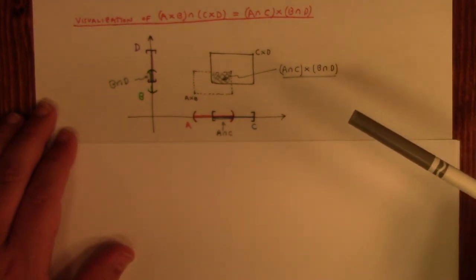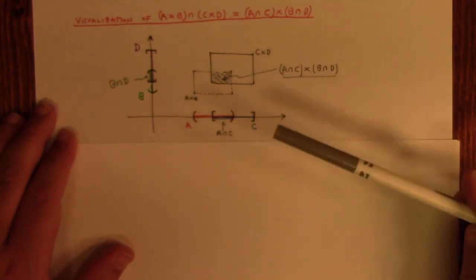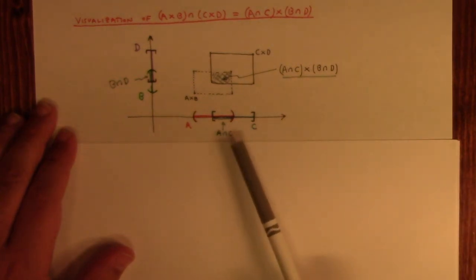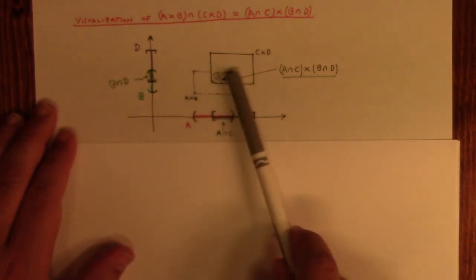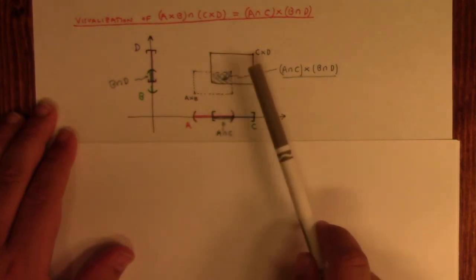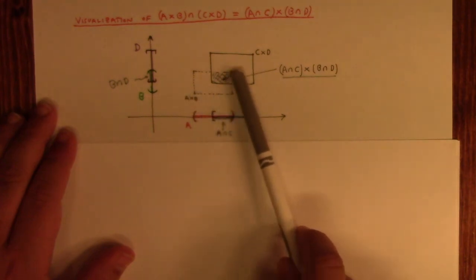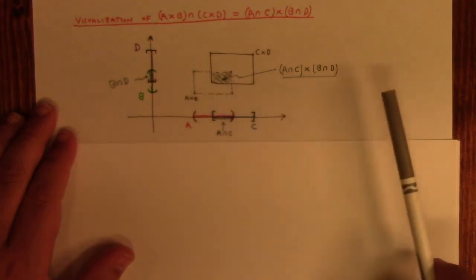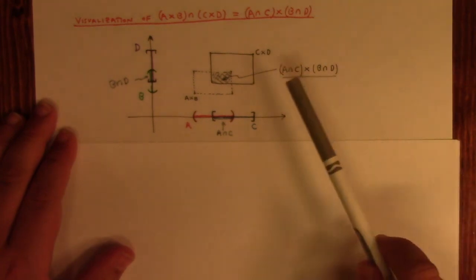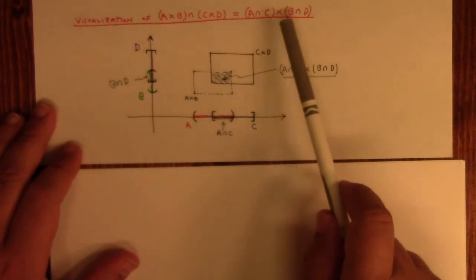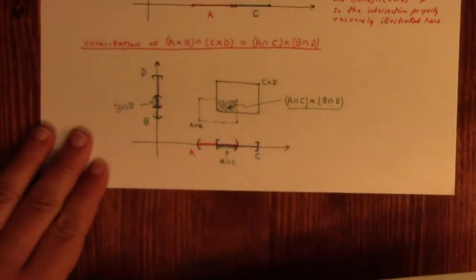But it is at least a plausibility argument. As you look at this, the Cartesian product of the intersections is that little gray square. But also the intersection of the larger Cartesian products, namely A cross B, the dotted one, and C cross D, the solid one, is also the same little square, which goes to show that this is equal to that.